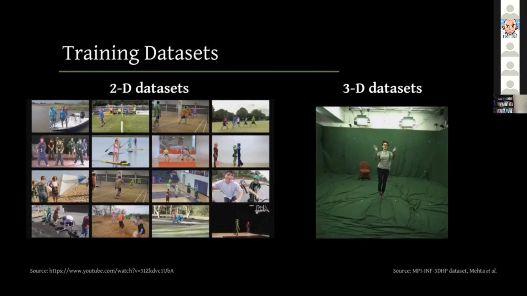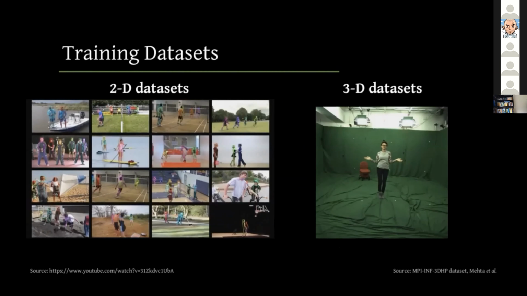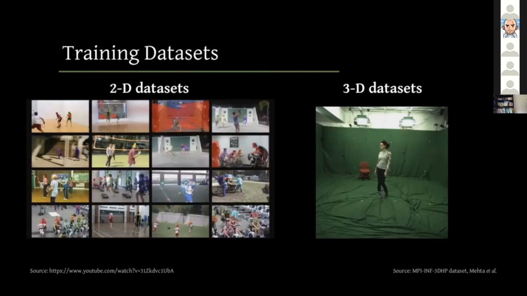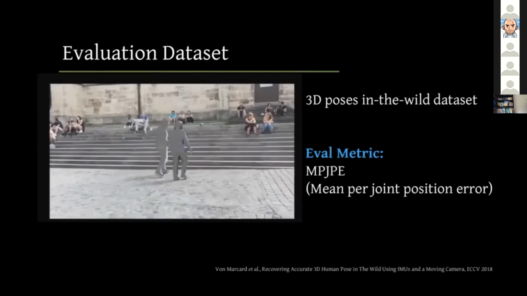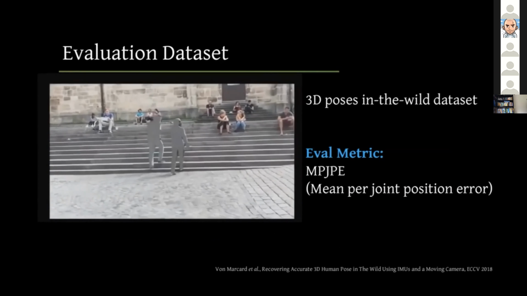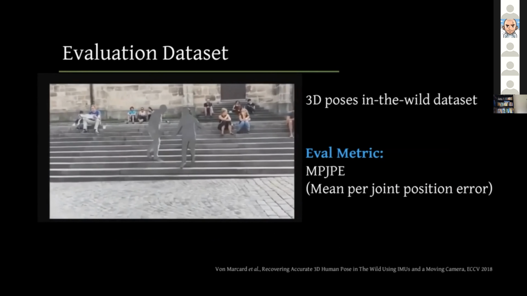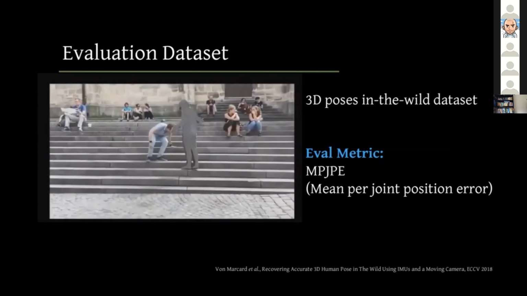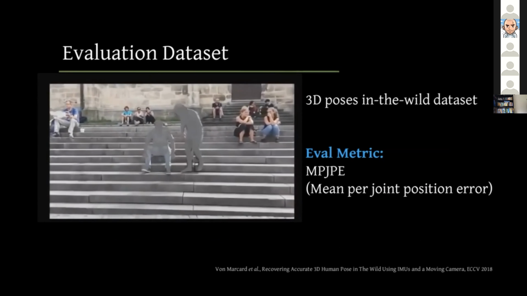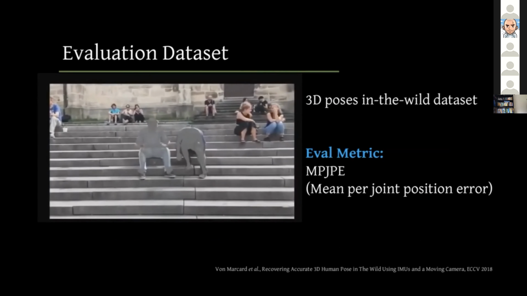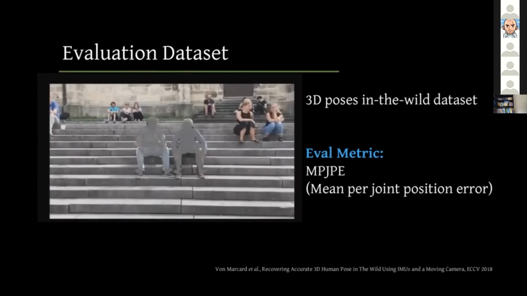To train our method, we use a mixture of 2D and 3D datasets, similar to previous work. Here I will present some quantitative results. For the evaluation, an in-the-wild benchmark called 3DPW is used. We report the mean per joint position error. It measures the Euclidean distance between predicted and ground truth joints.